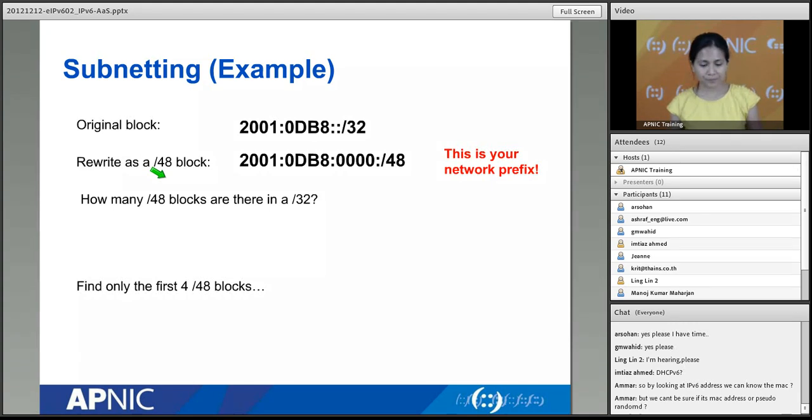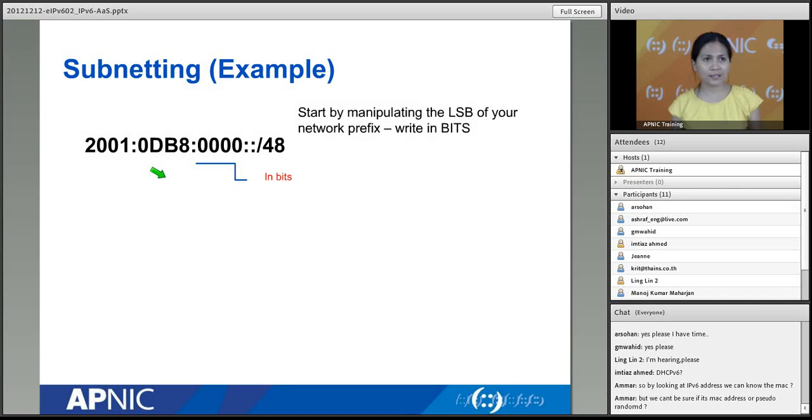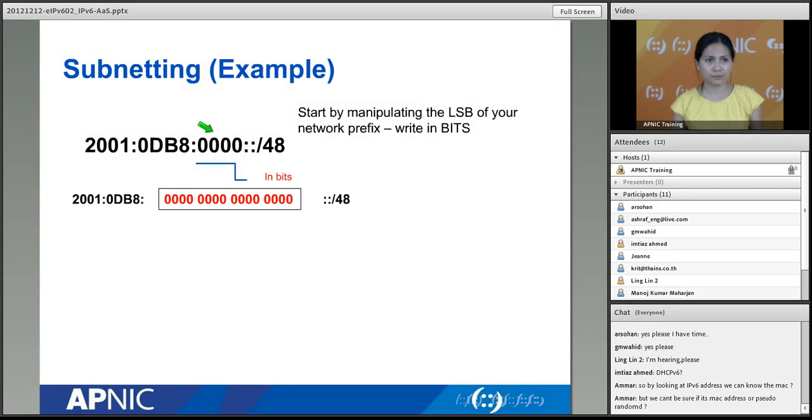And then, what's next? That's your network prefix. You need the four /48 blocks. Find the first four. So you're actually just making changes in this particular bit. Your network is, of course, your whole /32 here, and you're finding out /48. So you're basically changing the bits between your /48 and your /32.